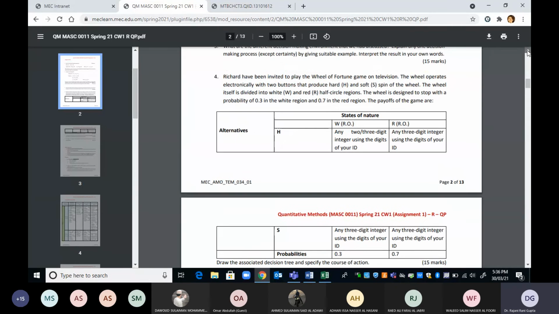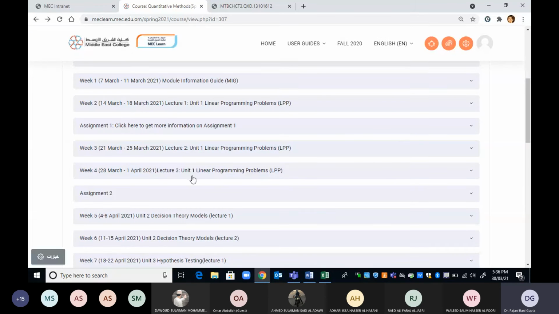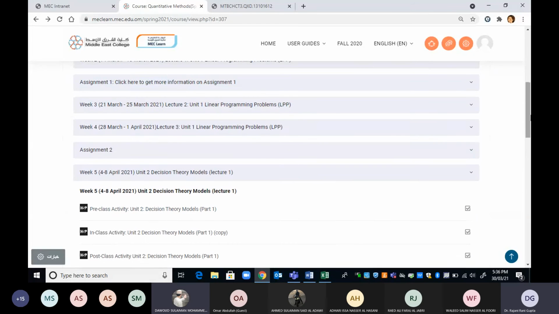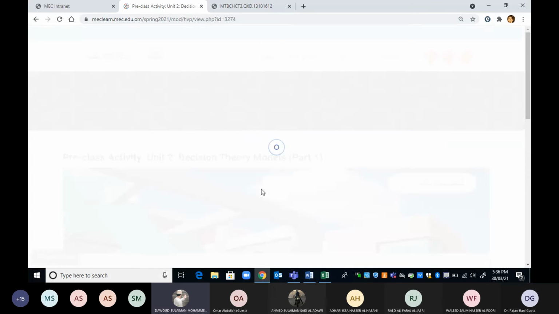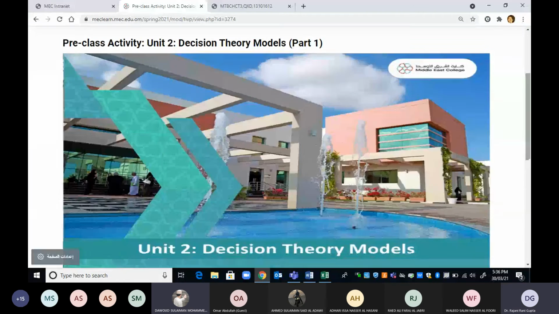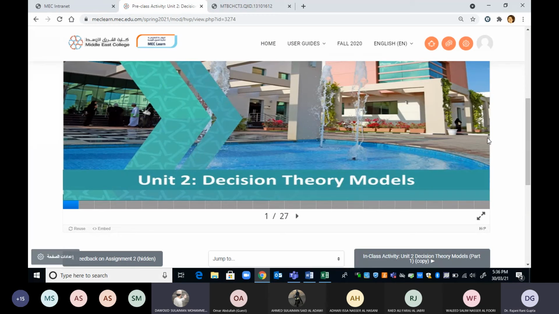Next week in class, we are going to start with the pre-class activity, which is on the next unit, decision theory. After completing question number three, which is only about explanation: first you have to define, then you have to inform what the methods are, and then you have to give an example. Not only explanation.